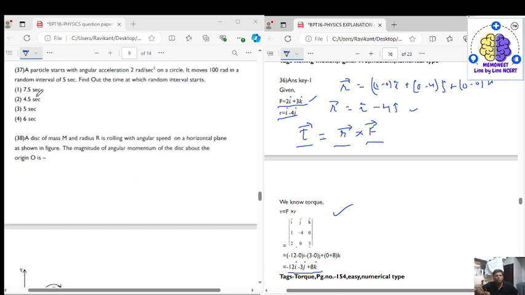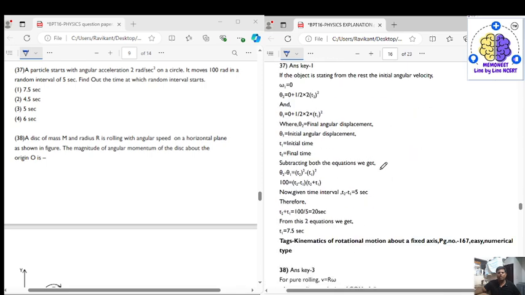Now coming to question number 37. A particle starts with an angular acceleration of 2 radian per second square. Alright, alpha has been given to us. On a circle, it moves 100 radians in a random interval of 5 seconds. Find out the time at which the random interval starts. Okay, so in the random interval, the angle moved is 100 radian.